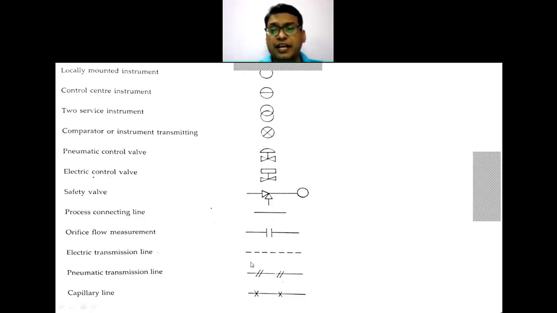Then electrical transmission lines, a dotted line that is provided. The pneumatic transmission line, the lines with the two obliques, that is also provided. Then there are capillary lines or small lines. Then the line with the cross, that is also provided. So these are our all instrumentation, or you can say mostly it is related to the process and instrumentation diagram symbols.